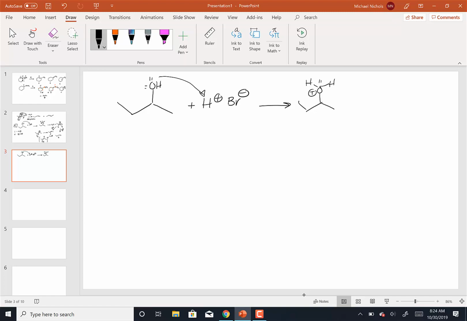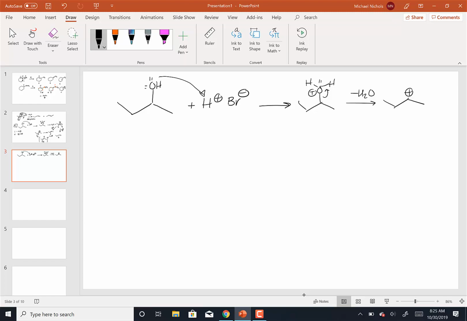And this is critical. I'm going to protonate the oxygen, and then if this is a secondary or a tertiary system, I'm going to lose the water. So I'm going to lose the H2O to then form my carbocation. There's a temptation sometimes to have a nucleophile come in and kick the water off. That occurs in a primary system, but not in secondary and tertiary. Although it'd be interesting to do the kinetics on that just to verify that fact.